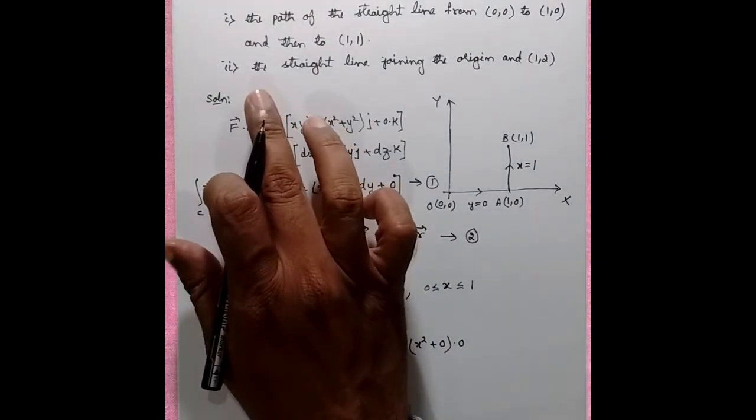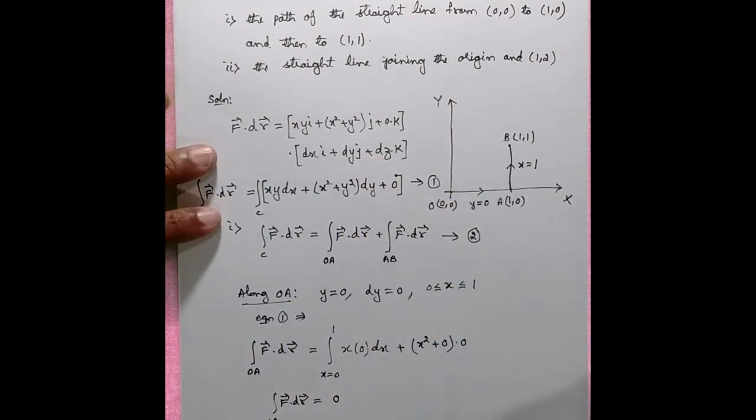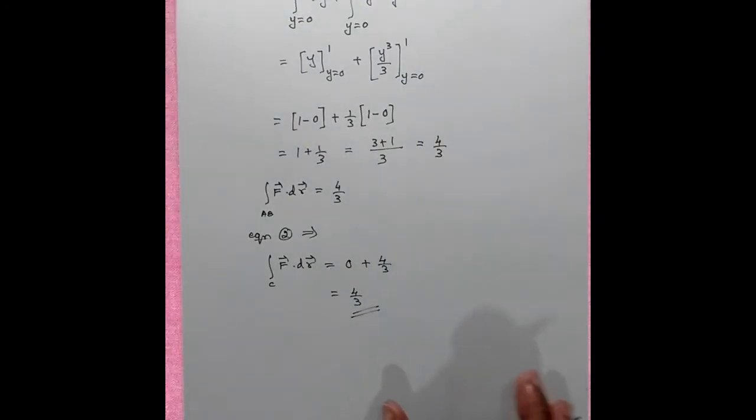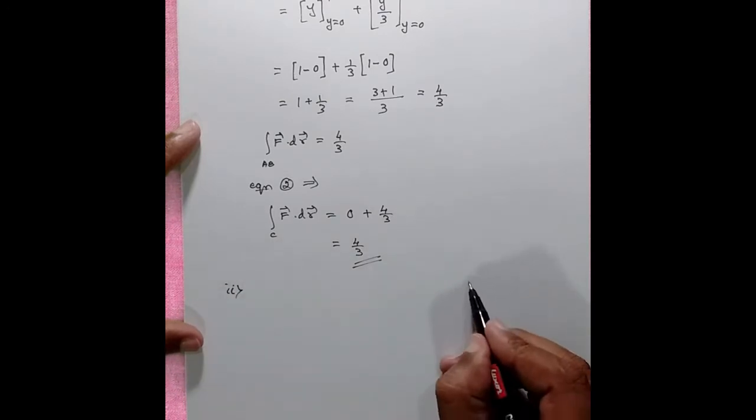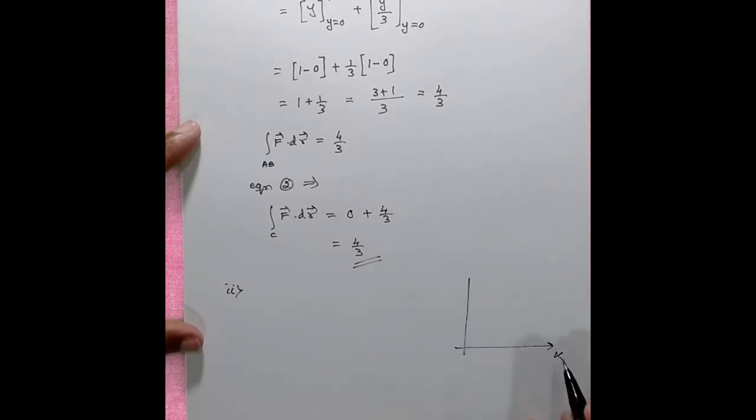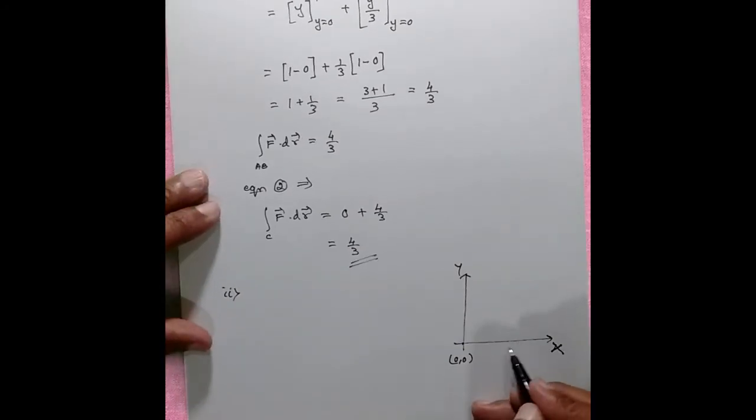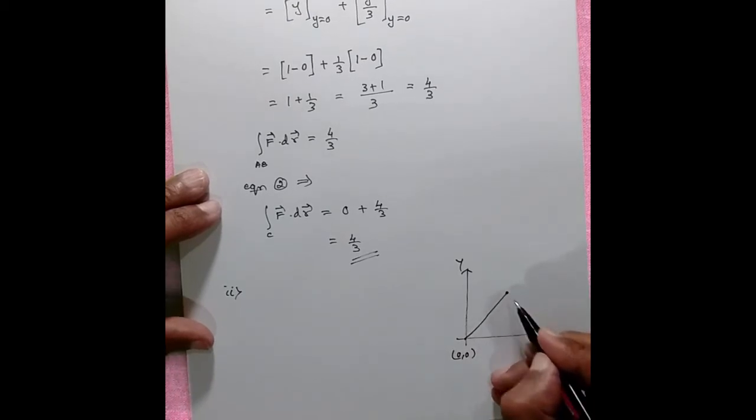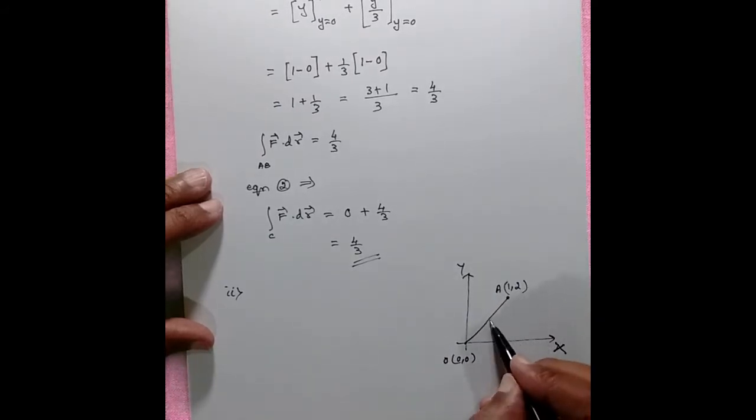Now you have to move on to the next result here: the straight line joining the origin and 1, 2. So let us try to plot the figure for this one, the second result. Once again, if you consider this as the coordinate axis, this is the x value and this is your y value. From the origin 0, 0, we are plotting to 1, 2. So 1, 2 is somewhere over here. If I take the origin O over here and this is the point A, this is the path he is describing.